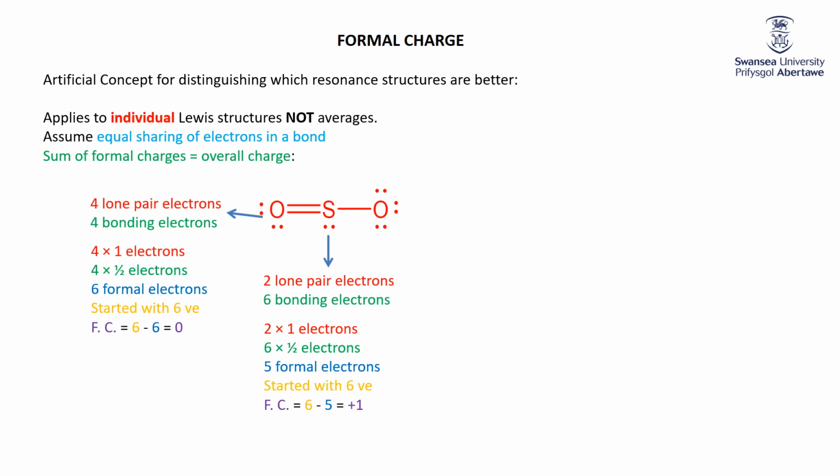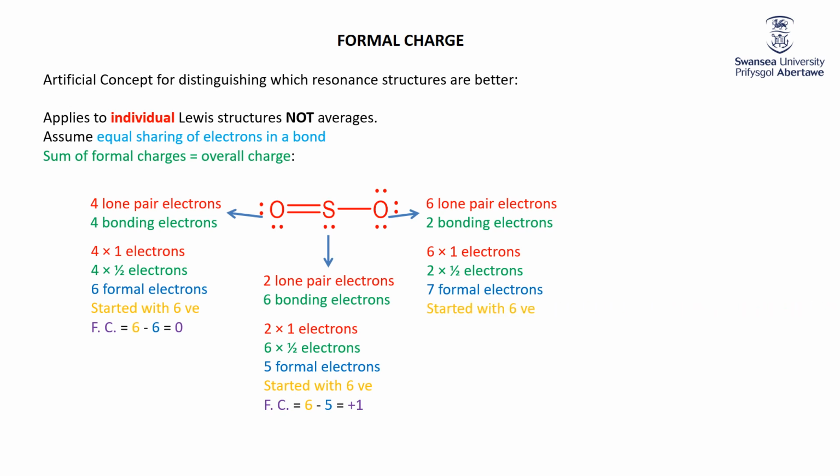Now finally, let's look at this right-hand oxygen. It's got 6 lone pair electrons, 2, 4, 6. It's got 2 bonding electrons, of which it gets half each. So 6 times 1 plus 2 times a half means it formally has 7 formal electrons. Oxygen starts with 6. Well, if you start with 6 electrons and you gain an electron, you end up with a formal charge of -1.